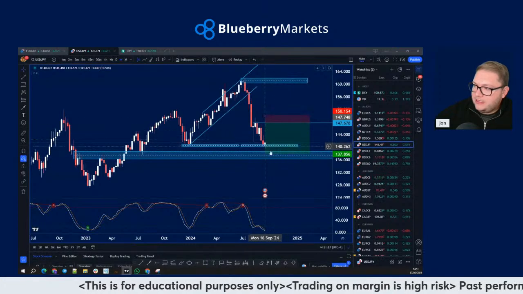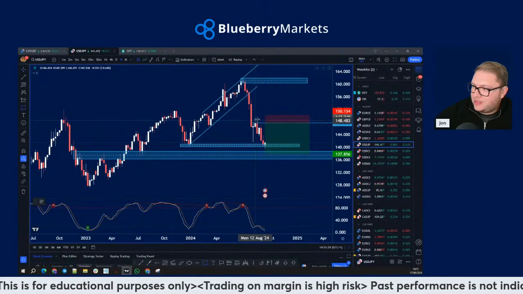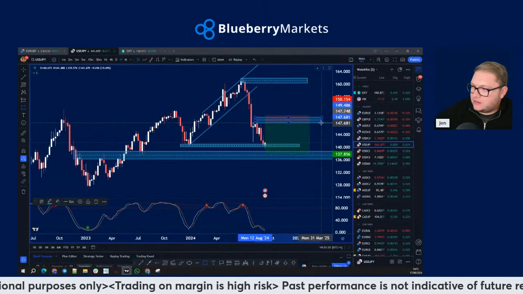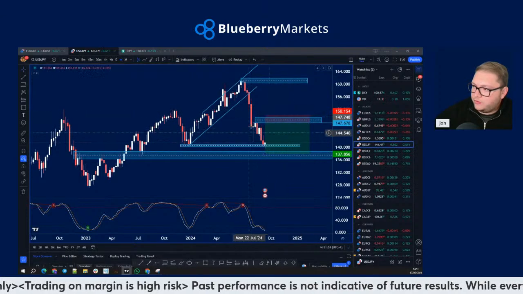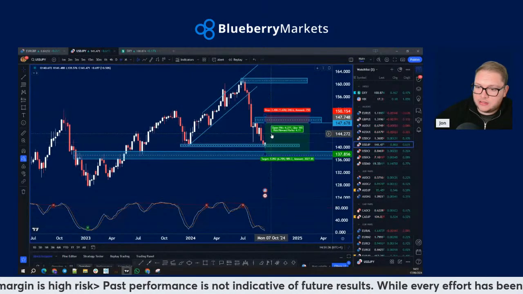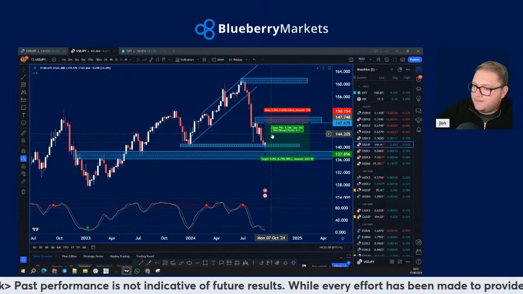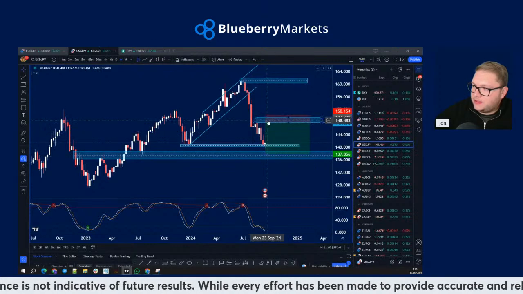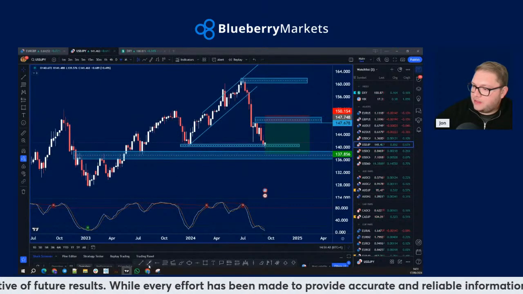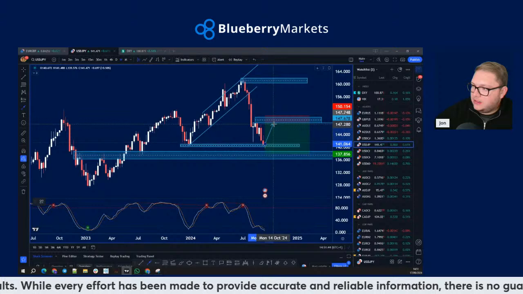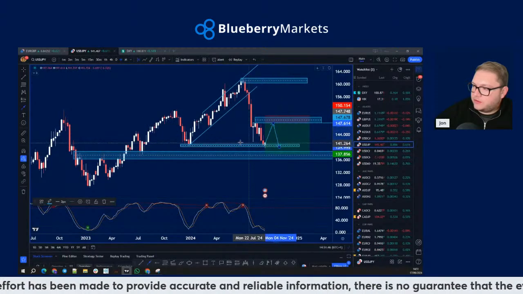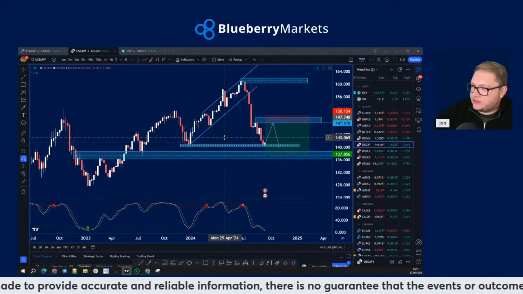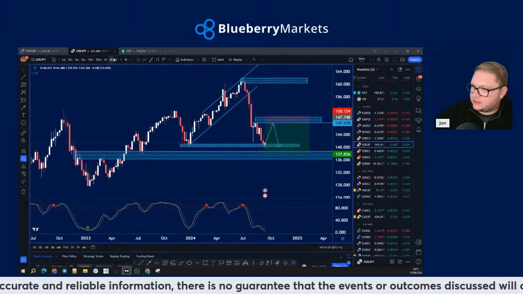But if I was really going to get short this market, where's the best place to get short? It's up here, right? Because look at how your risk reward ratio changes. That to me is something of interest, right? Can we get a move back into these areas here before seeing a continuation to the downside, right? I love following weekly charts. I think they're really good.